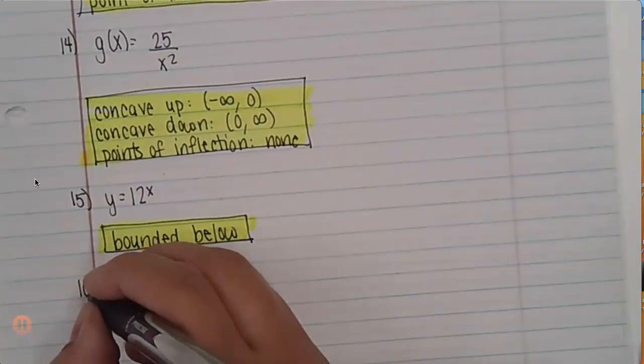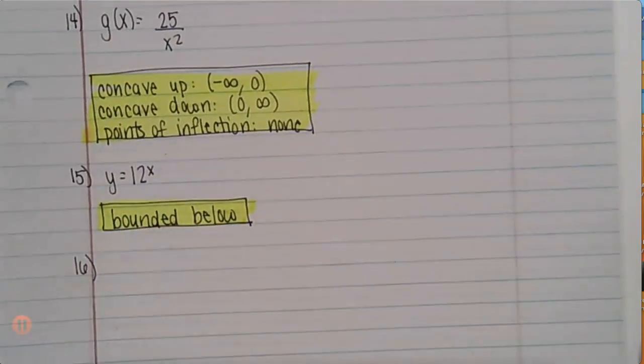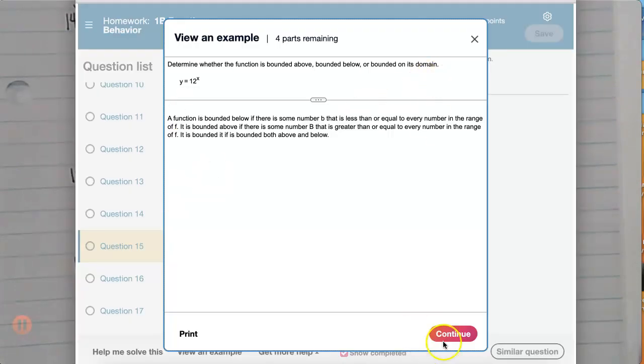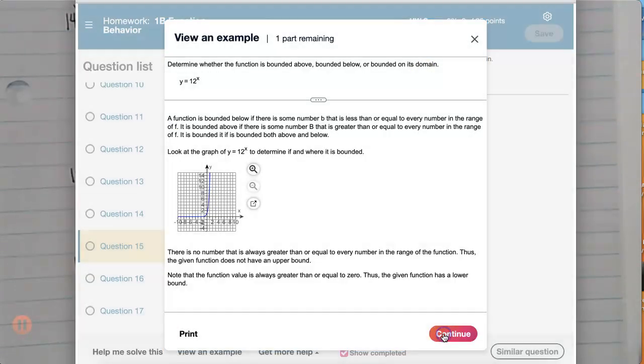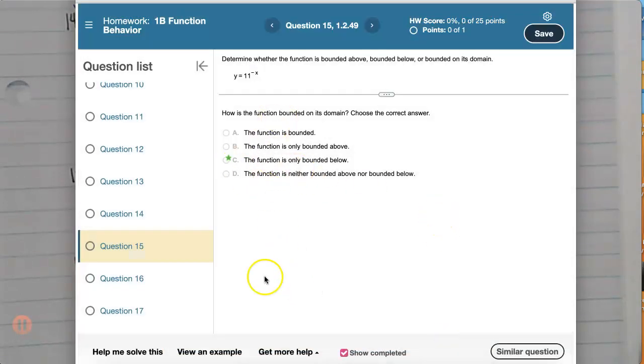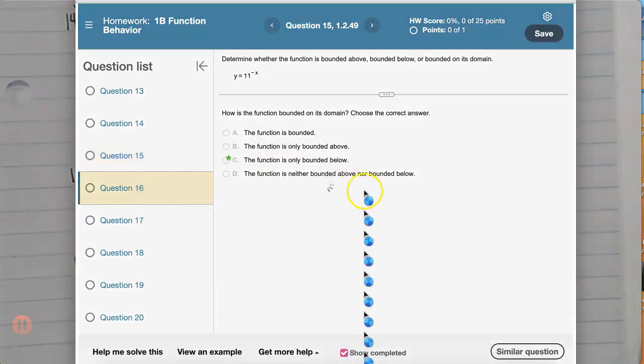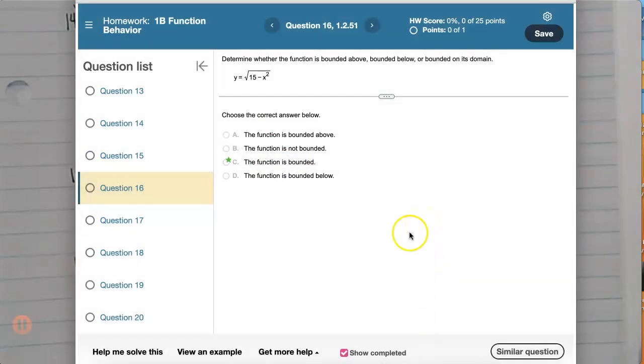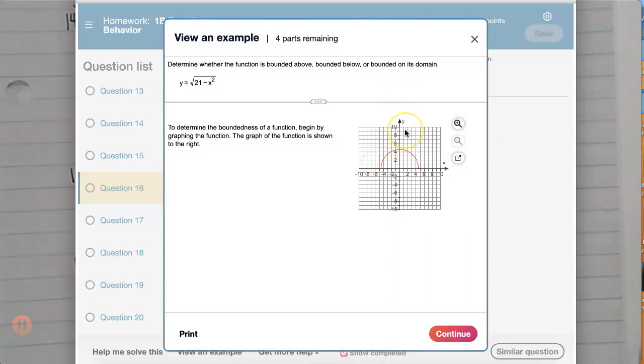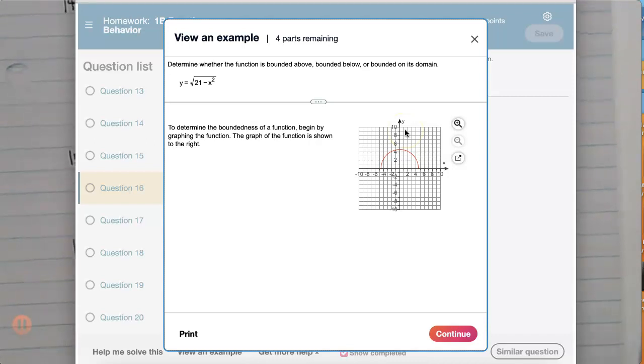All right, number 16. I was looking to see if they wanted the lower bound. They do not. Number 16, same thing. They want to know, is it bounded above, bounded below, or bounded? So this one is y equals the square root of 21 minus x squared. If you graph it on your calculator, you'll get this, and it's clearly bounded.